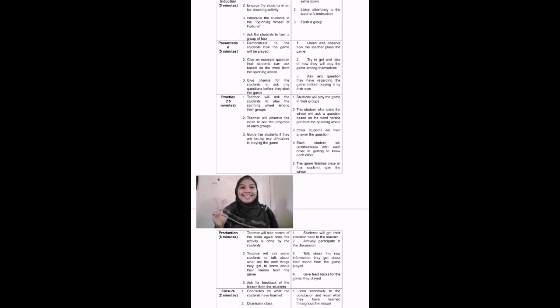The second stage is the presentation. In this part, the teacher will demonstrate to the students how the game is played, and then the students will learn and watch how the teacher plays the game. So they have guidance on how to play the game, and this will ensure the flow of the class to be well. And so after spinning the wheel, the teacher will then give an example.